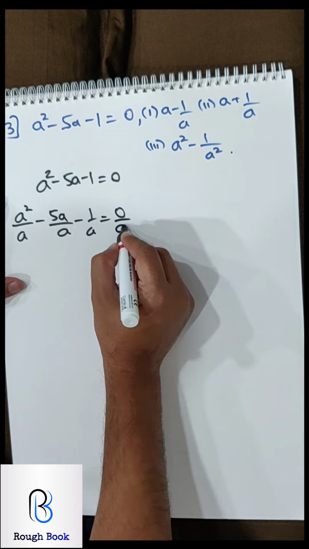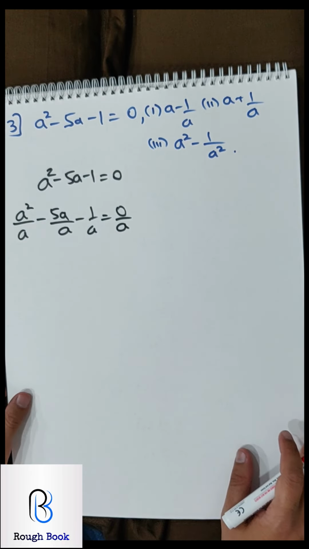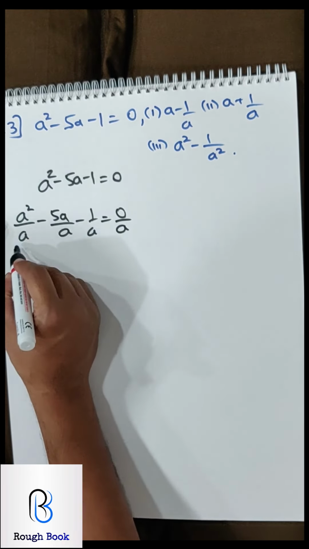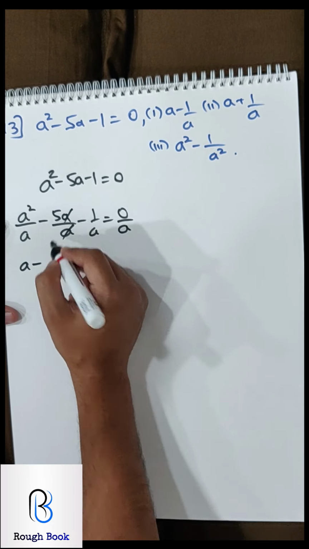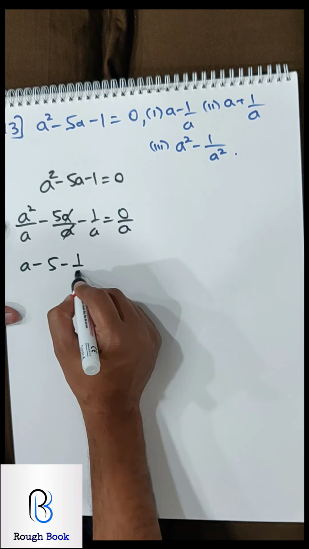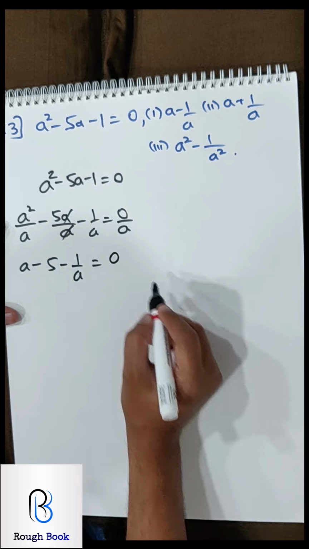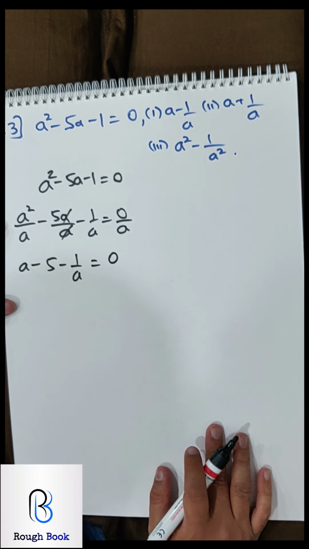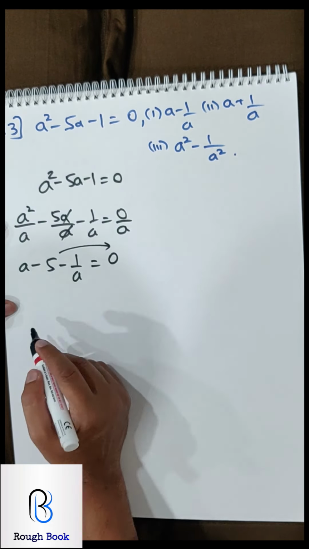Yeah, try it by yourself. Some magic will happen when you do this. Let's see what the magic is. A gets cancelled, again a gets cancelled. Anything upon a is upon 0 is 0. I'm pushing this 5 on the other side.